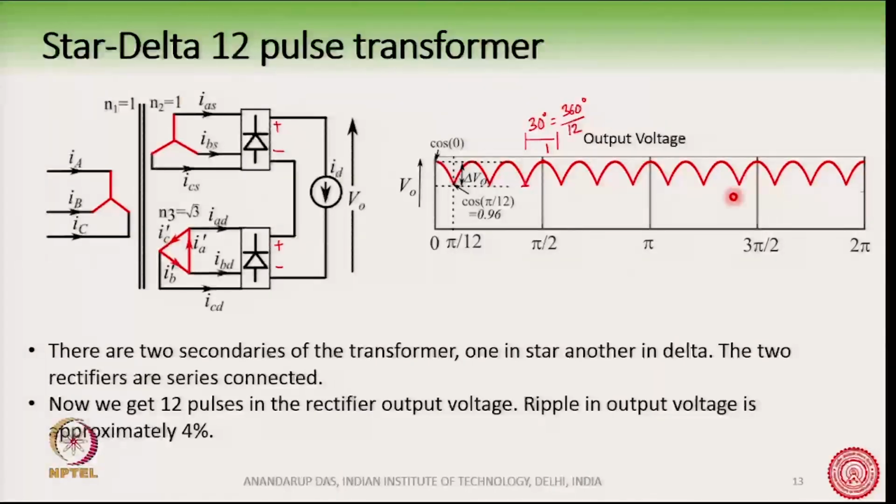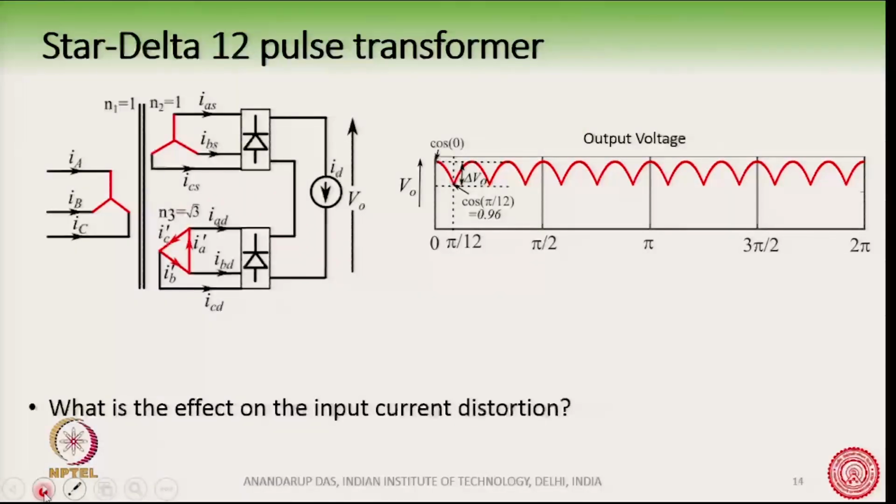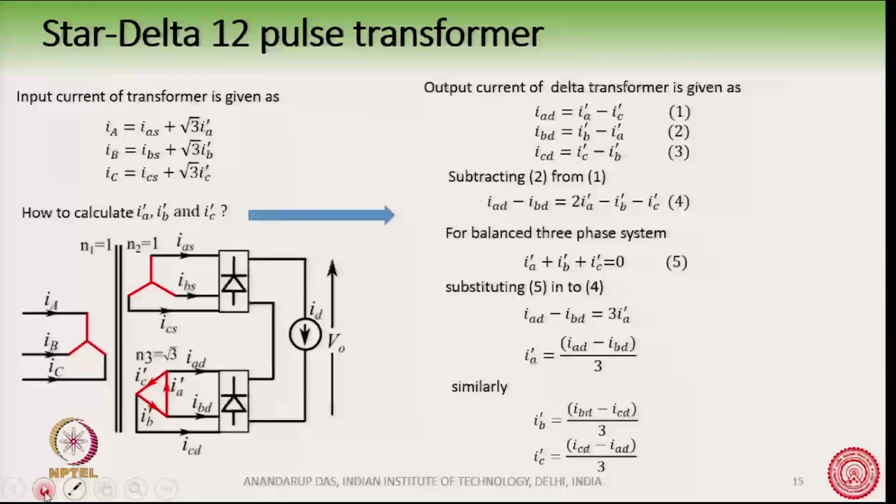But there is one more benefit, and that is what we will focus on now: the improvement in the input current. We would like to see how a 12 pulse rectifier, from a 12 pulse transformer, improves the input current harmonics. That is, what is the effect on the input current distortion. We are not focusing on the output voltage here.